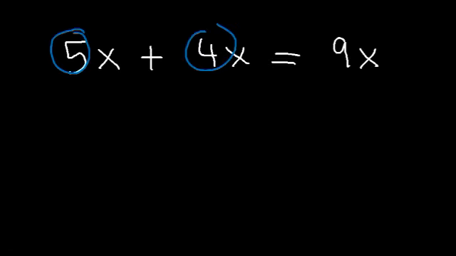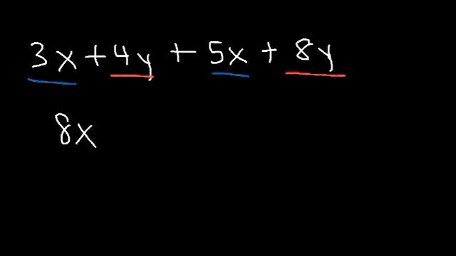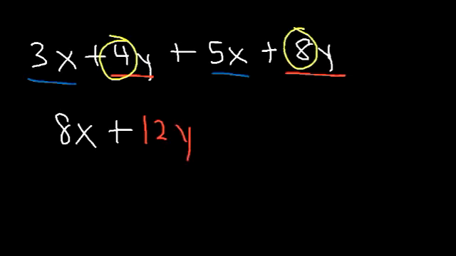Now, let's say if you have another expression, 3x plus 4y plus 5x plus 8y. You can't add 5x and 8y because they're not like terms. However, you can add 3x and 5x. That's going to equal 8x. And you can also add 4y and 8y. That's going to be 12y. So you can add the coefficients of like terms.